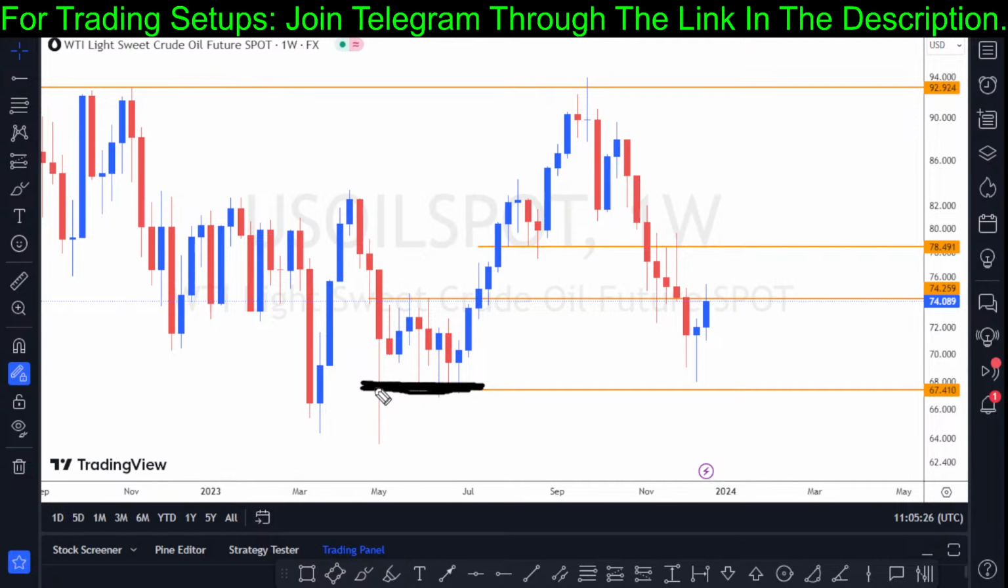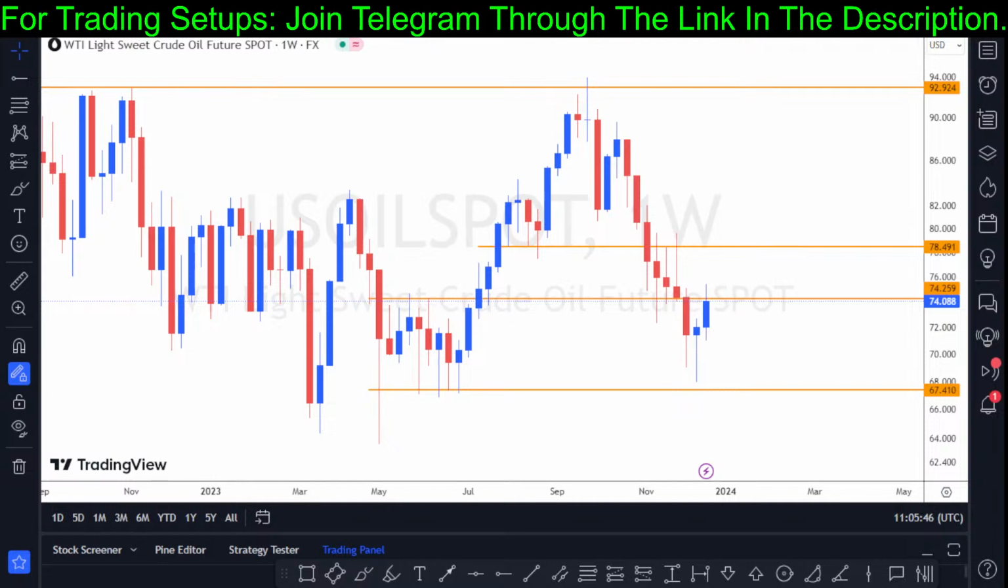You can see that we had a lot of tests of rejection at this level right here, and my expectation was that price needed to hit this key level structure, but unfortunately price didn't hit this level before it reversed up. And then again, the reason why I ignored trading the setup was based on the key level structure we have above, right? You can see that.